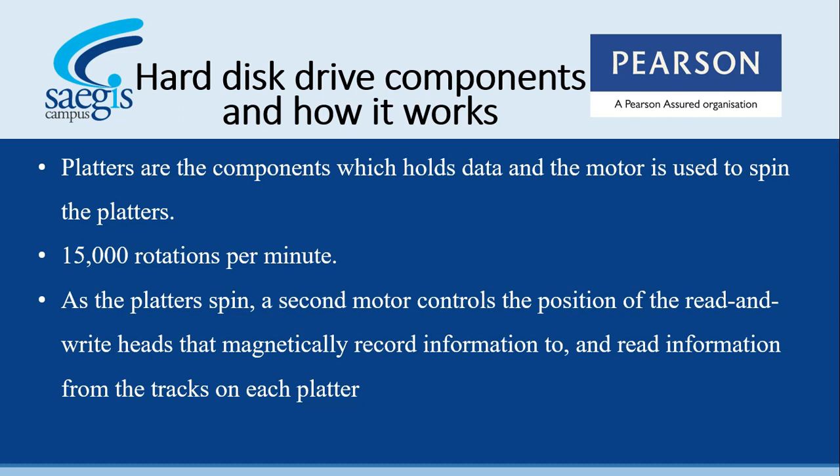Platters are the components which hold data, and the motor is used to spin the platters. This rotation is done up to 15,000 rotations per minute. Obviously, a higher RPM number results in faster performance. As the platters spin, a second motor controls the position of the read and write heads that magnetically record information to and read information from the tracks of each platter.